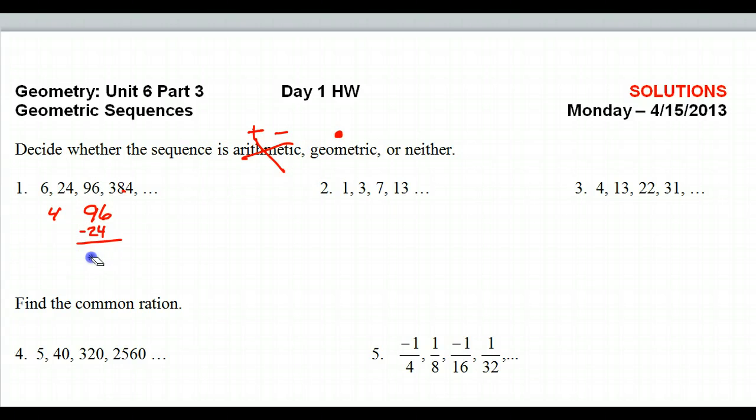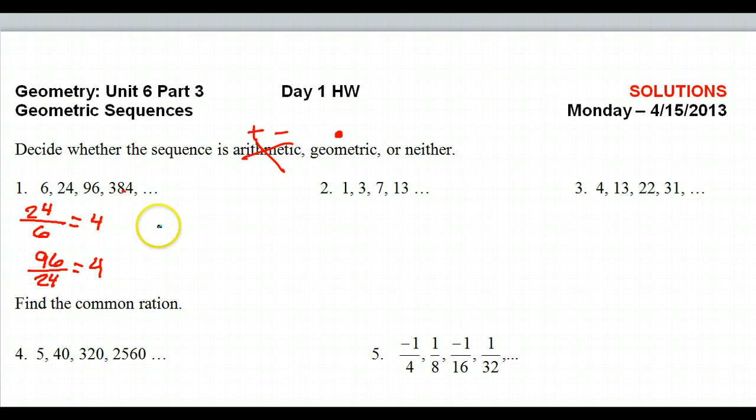Now let's decide if it's geometric. The way you check to see if it's geometric is you take each term and you divide by the previous term. If it's geometric, you should get the same thing over and over again. So for example, if I do 24 divided by 6, obviously that's going to give me 4. Now, if I do 96 divided by 24, does that give me the same thing? Alright, so that is also 4.